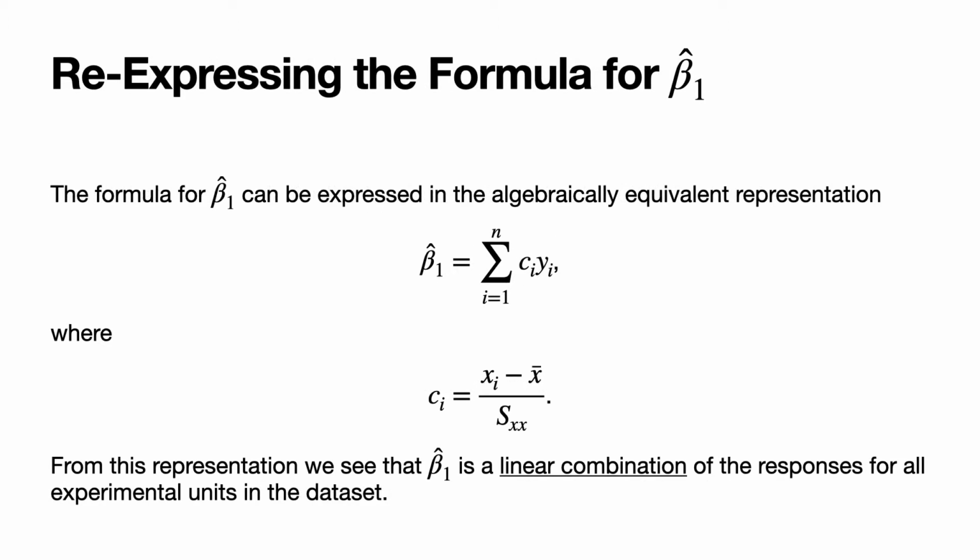This formula for beta 1 hat can be re-expressed in the algebraically equivalent way: beta 1 hat equal to the sum, i going from 1 to n, of the products c sub i times the response variable y sub i, where these constants c sub i are equal to x sub i minus x bar divided by s sub xx. And so from this representation, we see that beta 1 hat is a linear combination of the responses for all experimental units in the data set.